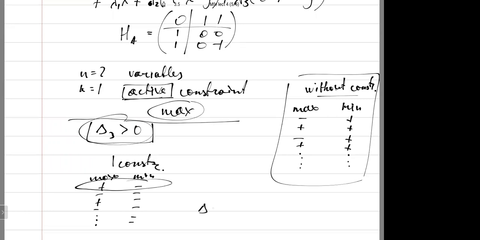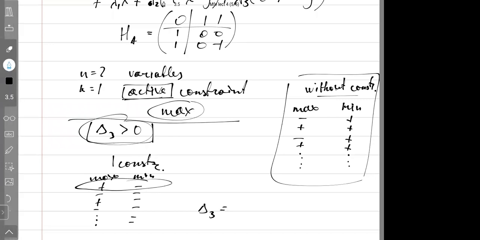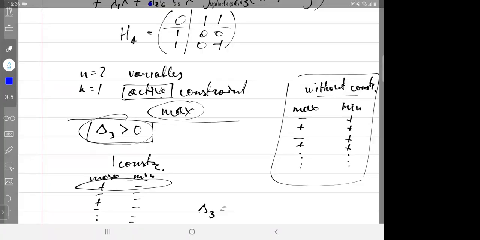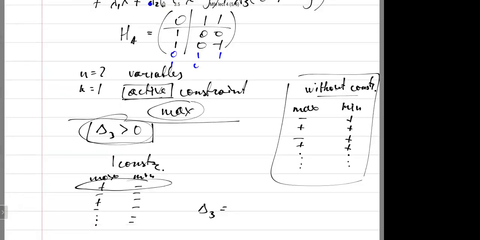Okay, so let's check delta 3. Let me add 3 lines below: 0, 0. So delta 3 is 0 times 0, 0. 1, 0, 0, plus 0. Then I subtract 1 minus 0, minus 0, minus 1, it's 1. So delta 3 is 1.